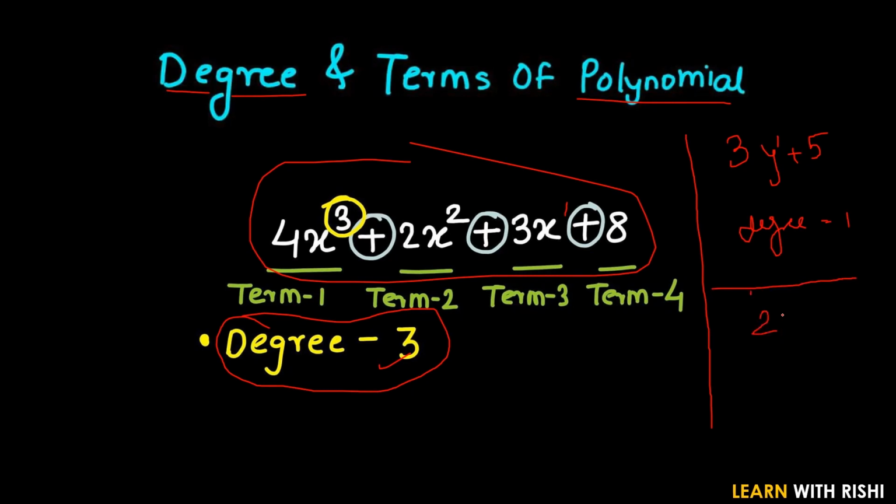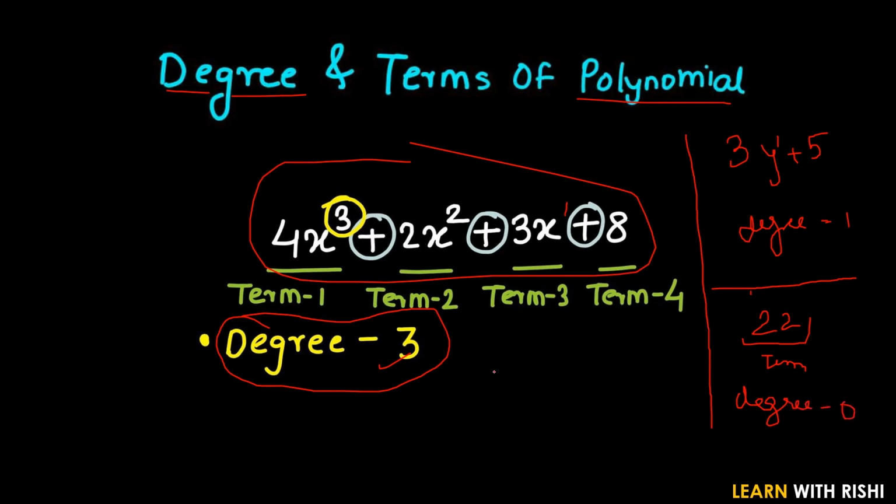22. This is a constant. 22 is a constant. It has no variables, no operations. It is only a single number, 22. So is this a polynomial? Yes. Why is it a polynomial? Because this is also a term. What will be the degree of this polynomial? So the degree of this polynomial will be 0.